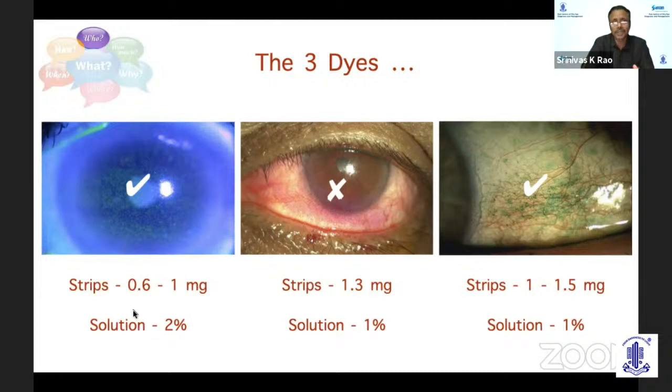All of these dyes can be used as strips or solutions, and the concentrations are given here. The solutions are generally better because we can put graded amounts, with predictability, on the ocular surface.